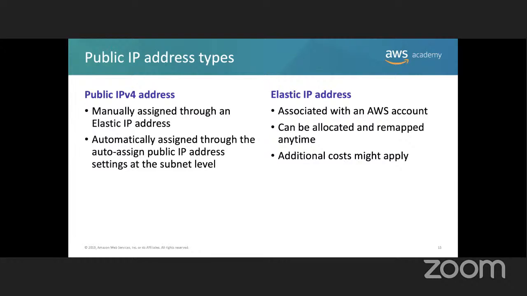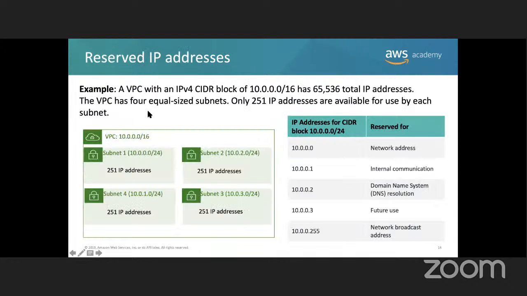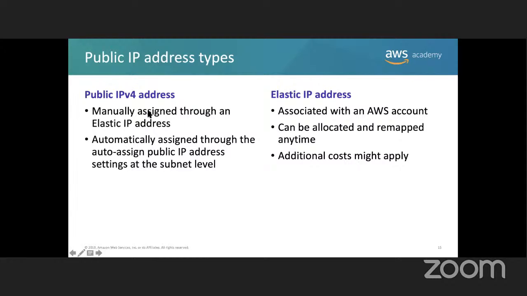It's going to be manually assigned through an elastic IP address, and automatically assigned through the auto-assigned public IP address settings at the subnet level. You'll always be assigned one.